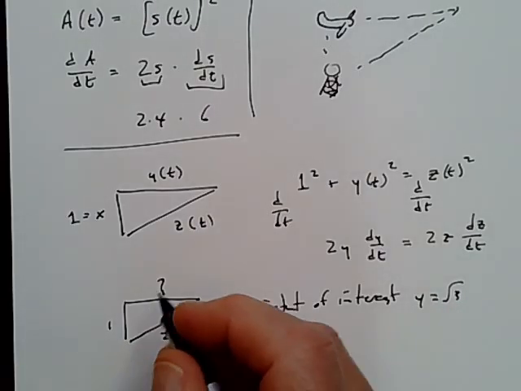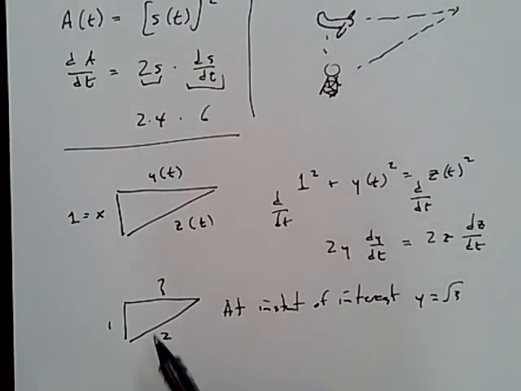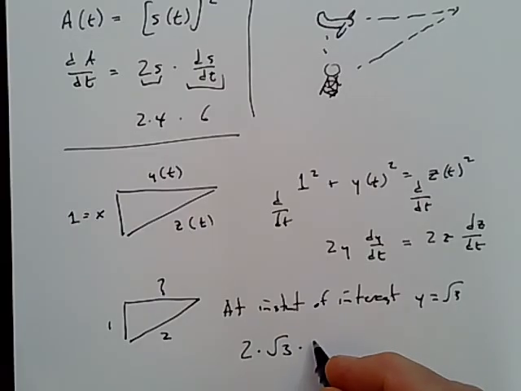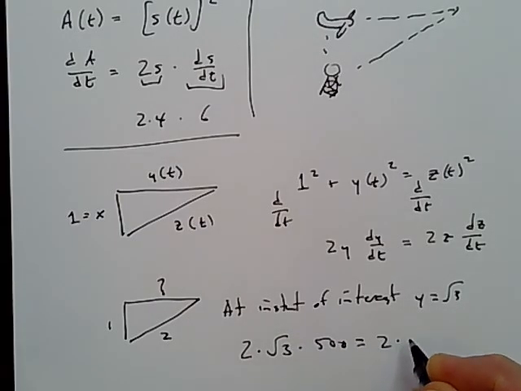If you read it the other way around, that should be a 2, and so the hypotenuse should be square root of 5. Okay, fine, but that's not the way I read it. So I end up with 2 times square root of 3 times dy dt, which is given to me as 500, equals 2 times z, which is 2, times dz dt. And I'll stop there. I mean, you just take out a calculator.